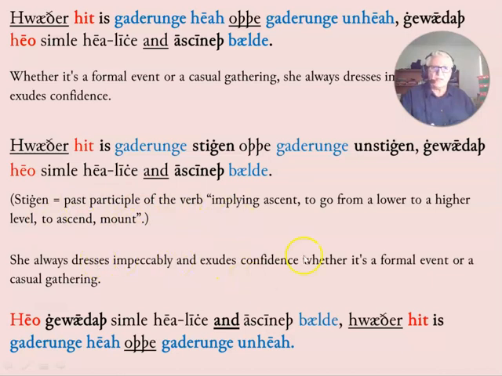Okay, she always dresses impeccably and exudes confidence, whether it's a formal event or a casual gathering. Heoyawadeth, Simla Healicha, and Ashinath Balda, Hawadeh, hit is Gadarunga Heek, Otha Gadarunga Unheek. Okay, that's putting the subordinate clause back in its secondary place, where you might normally expect it. So, Heoyawadeth, Simla Healicha and Ashina Balda.